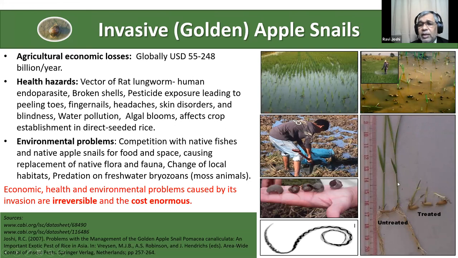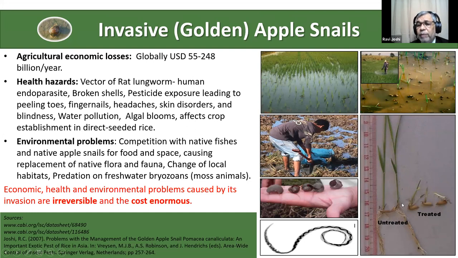The second thing that we have found in the last few years is that in direct seeded rice, when you spray chemicals like niclosamide, which is a very common chemical used in almost all the ASEAN countries because it is fast acting and farmers see it as very effective, this is causing problems for the establishment of direct seeded rice.